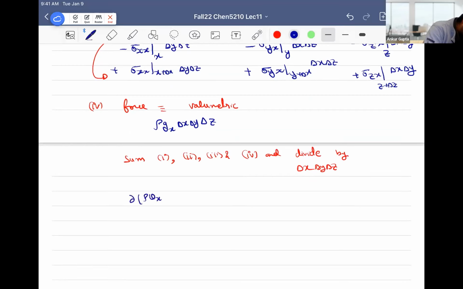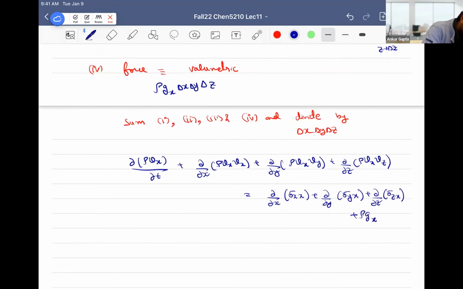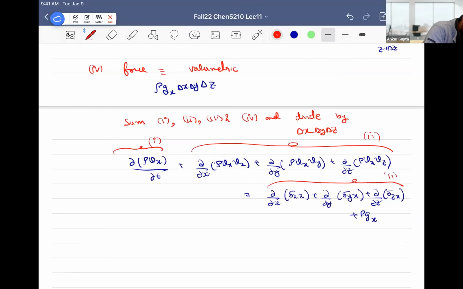What you get is rho del v_x by del t plus del by del x of rho v_x v_x plus del by del y of rho v_x v_y plus del by del z of rho v_x v_z is equal to del by del x of sigma_xx plus del by del y of sigma_yx plus del by del z of sigma_zx plus rho g_x. This is term number 1, 2, 3, and 4.